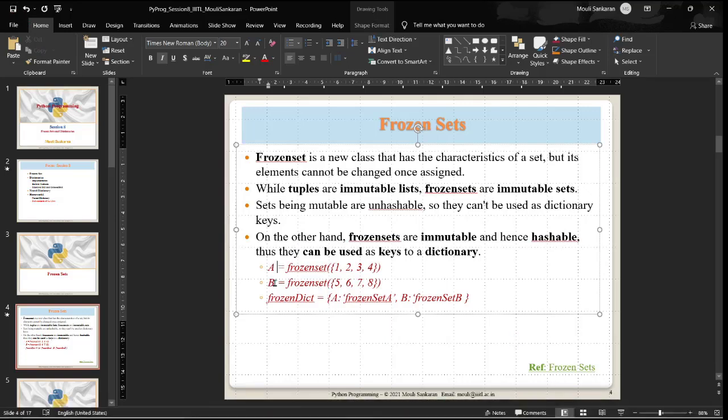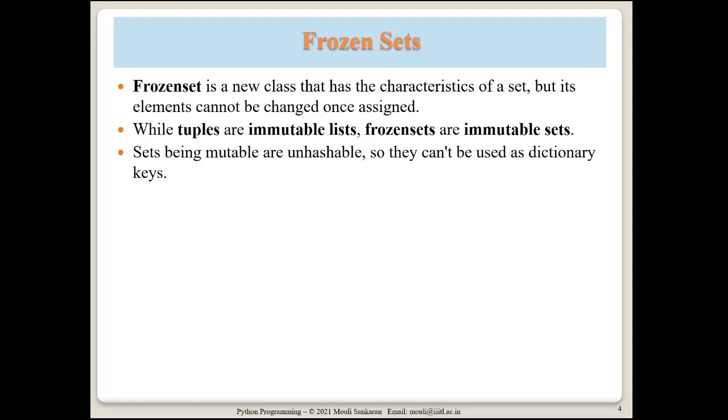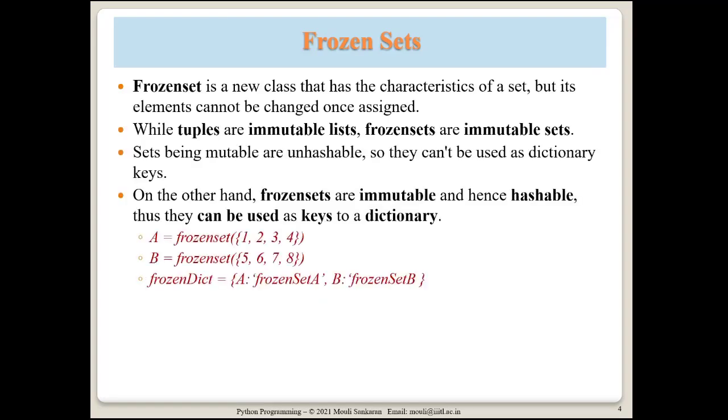So, you have created a frozen set A and B, and you are using that as a key here to be added into a dictionary. So, still we have not seen a dictionary. We will see that now. Any questions here so far?